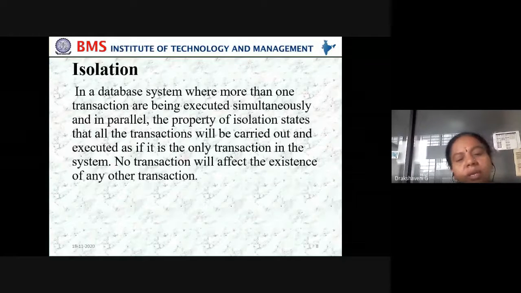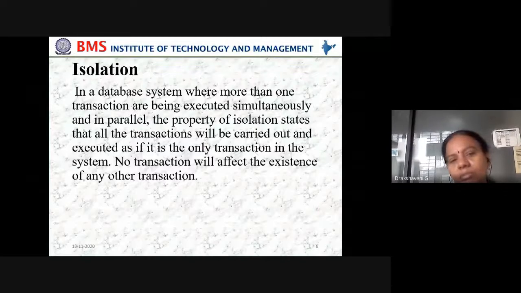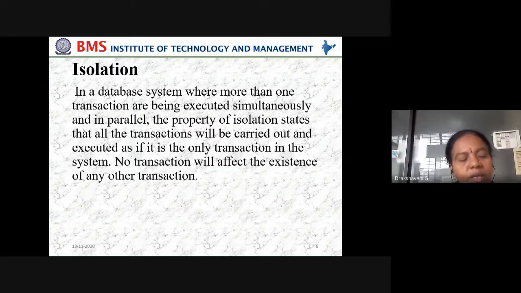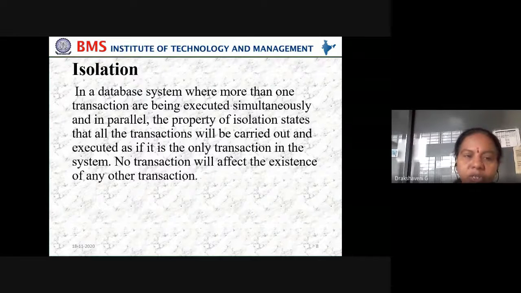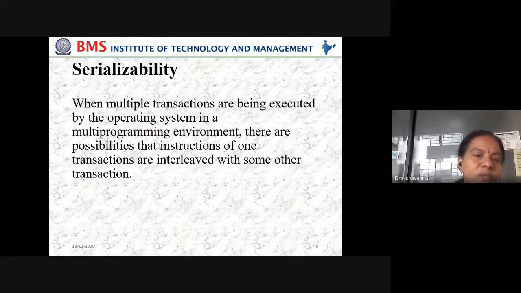Isolation: you execute so many things at a time, but still each one has to be executed individually. That is what is called isolation. Then we have seen serializability. When multiple transactions are executed by an operating system in a multi-programming environment, multi-programming means many. I may do three or four tasks at a time.